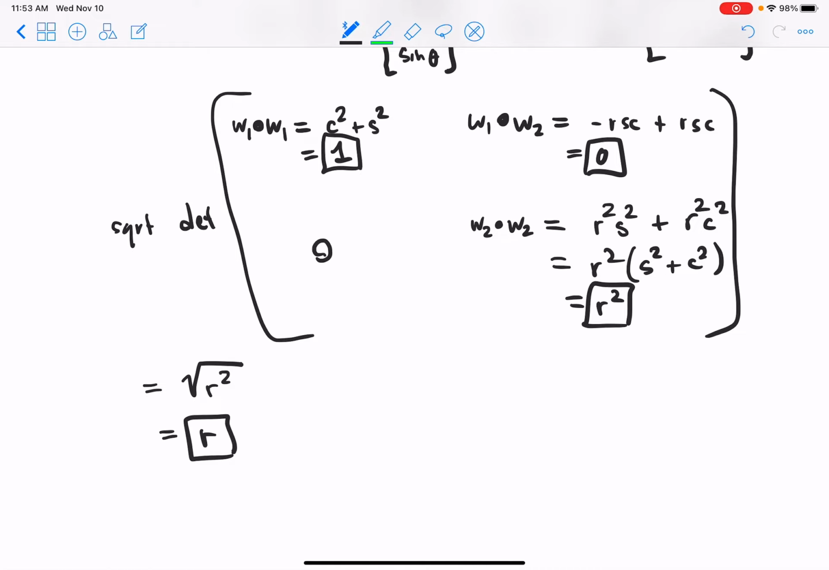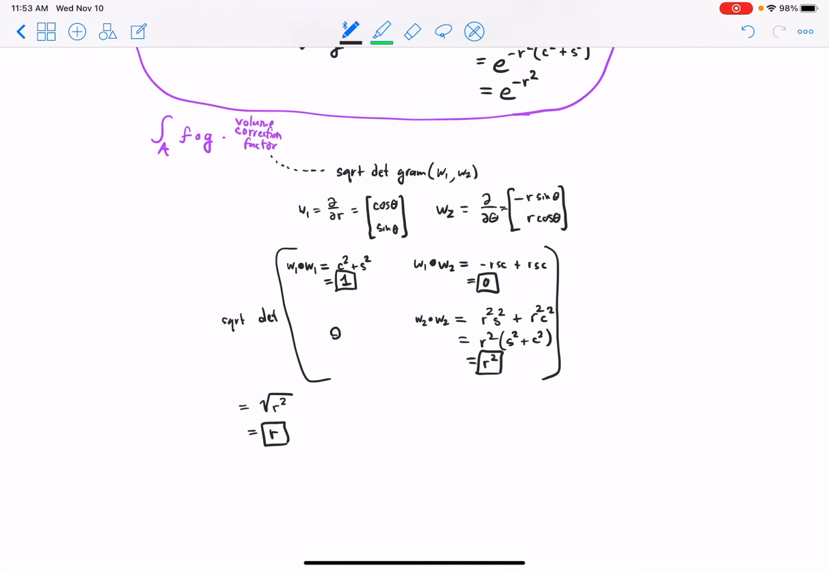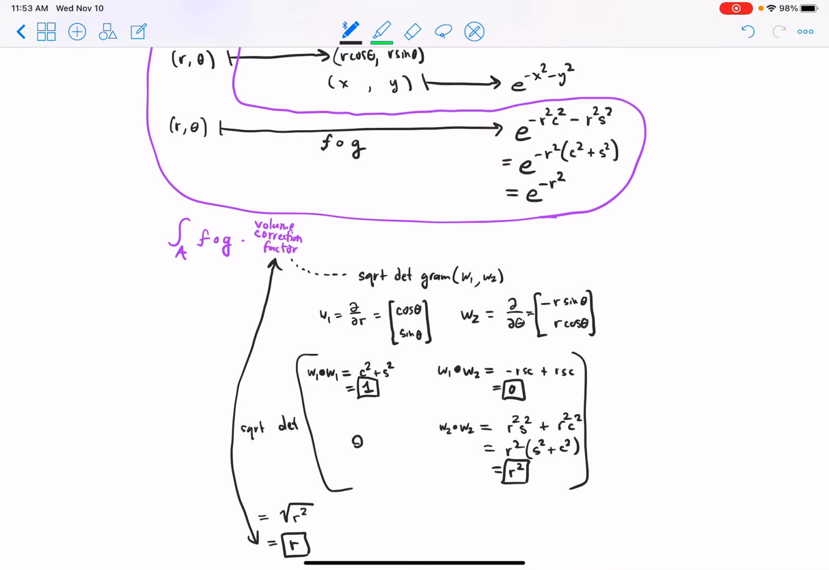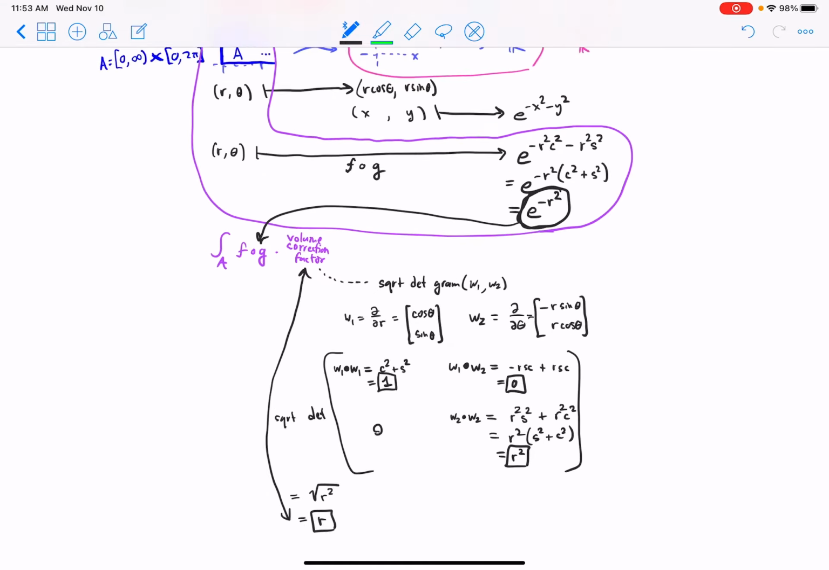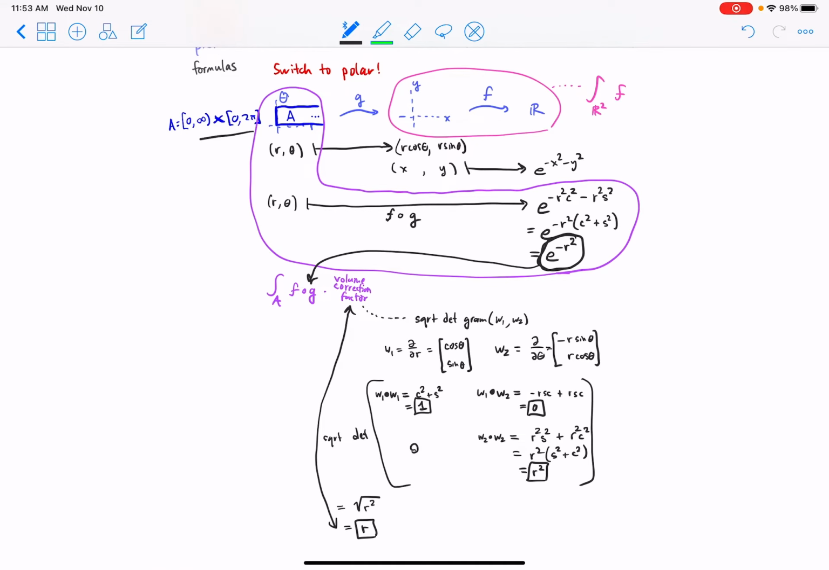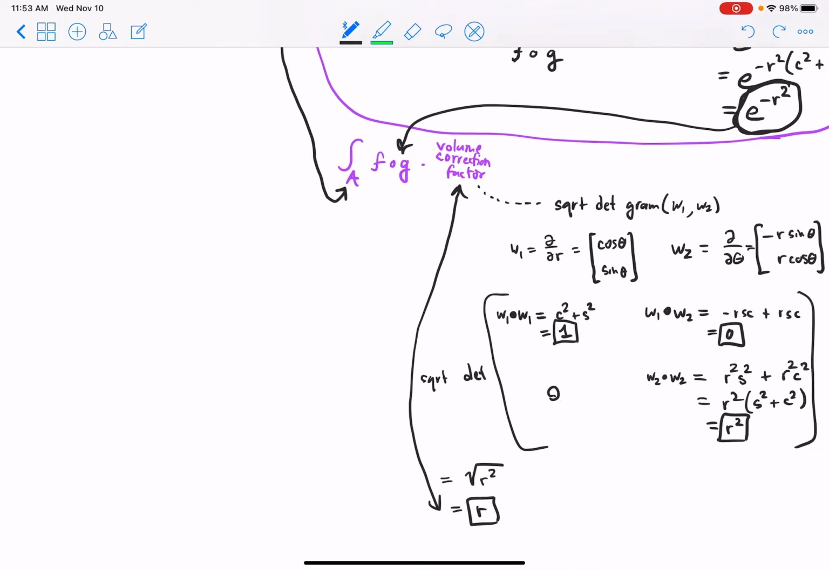Okay, this is the change in volume factor. So that's what goes there. Excellent. This is the composed function. That's what goes there. And A is this rectangle, and that will sort of go there. I mean, we're just going to compute, remember, iterated integrals over a rectangle are very easy. So let's do that. What do I get now?